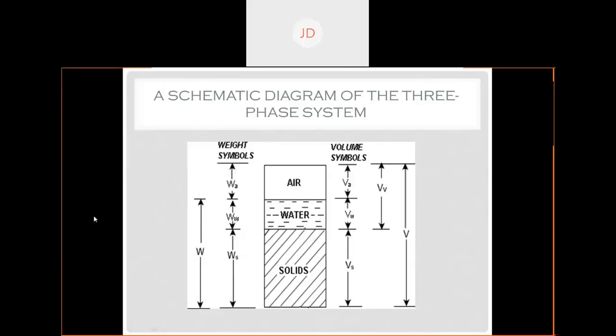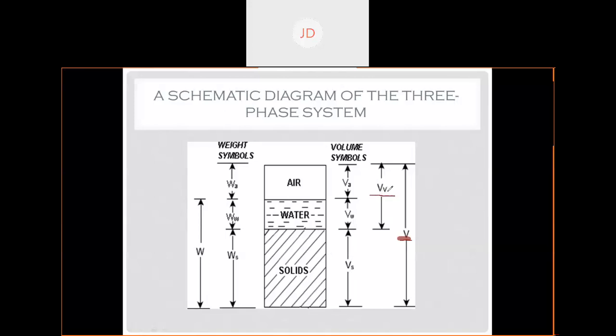So now you can see this V, capital V represents what? Total volume of soil. Okay, capital V represents total volume of soil. Fine. Now, since we have separated all these constituents, we can find out the individual volumes. So Vs, capital V with small s as a suffix, represents volume of solid. S for solid.